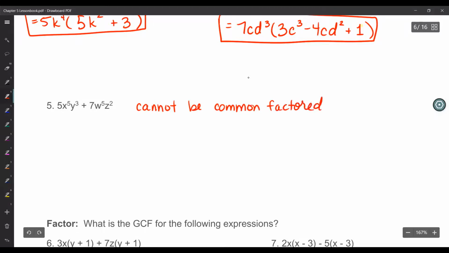And that's possible. It's possible that you could have 2 or more terms that don't share a common factor, and there's really not much that we can do with that, right? We can't common factor it if it doesn't have anything common. So it's okay for that to happen.